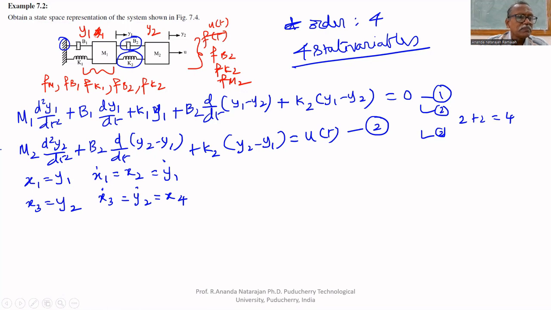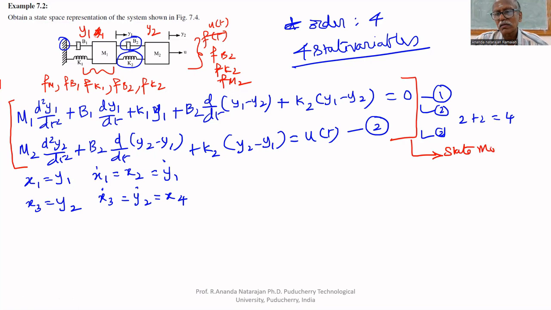Now we have to convert these two equations into a state model. That is the question actually, because we know how to obtain these two equations, which we studied in the first unit. Now we have to convert this into a state model. First, we have to find the order of the system. The order of the system is 4, therefore 4 state variables are there.